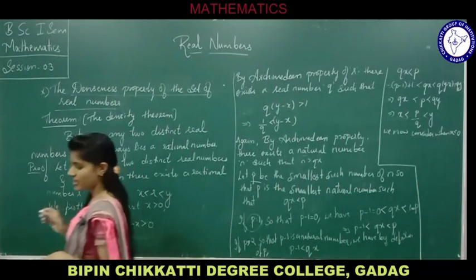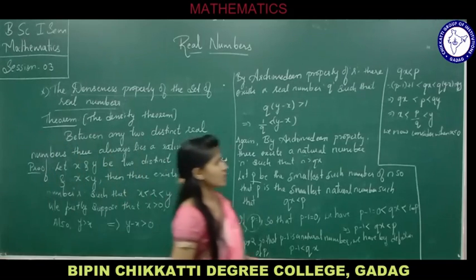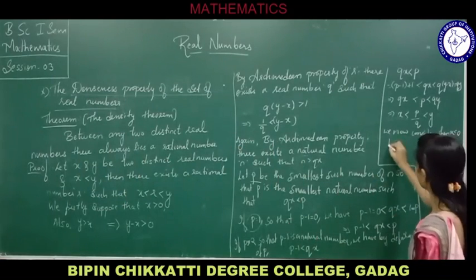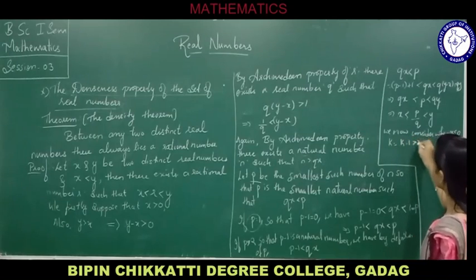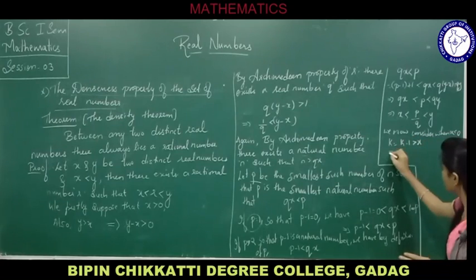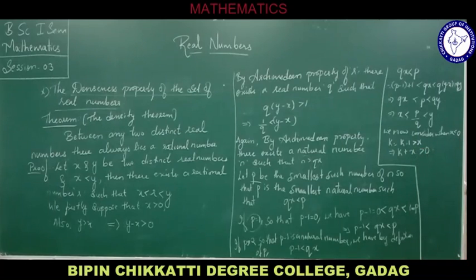What kind of number K do we have? K is equal to K into 1, which is greater than X. This is by the Archimedean property of R. This implies K plus X is greater than 0. Obviously, K into 1 is K itself, which is greater than minus X. Then K plus X is going to be greater than 0.